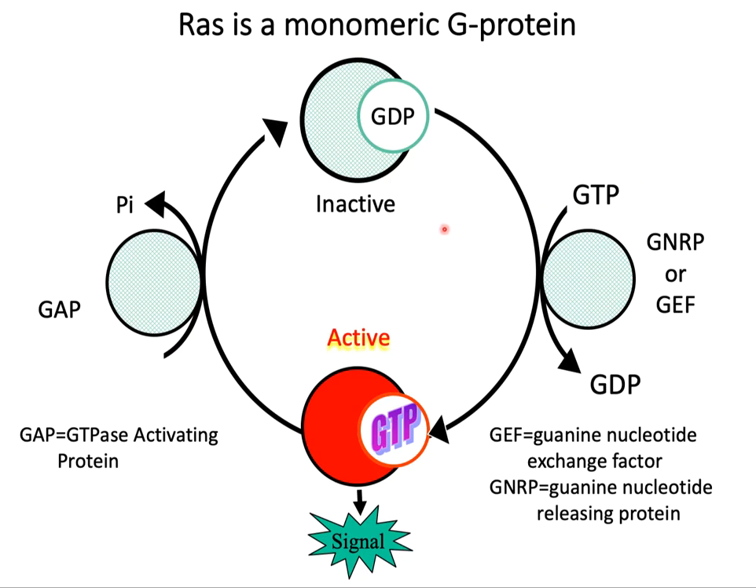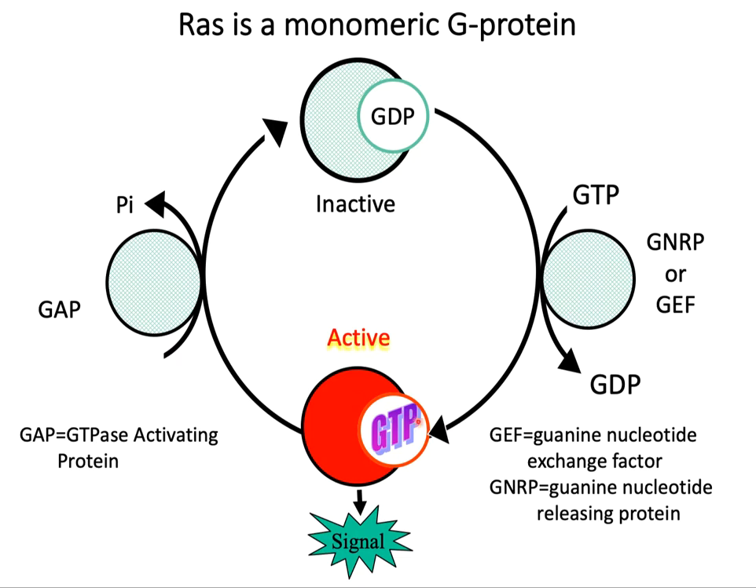And this exchange of GDP and GTP is facilitated by a large class of protein, which is known as the guanine nucleotide exchange factor, or GEF. Sometimes they are called GNRP, guanine nucleotide releasing protein, or GNRF, guanine nucleotide releasing factor, etc. But the more common name is the GEF, which stands for the guanine nucleotide exchange factor. And so it's this protein that facilitates the exchange of GDP for GTP and activation of the RAS protein.